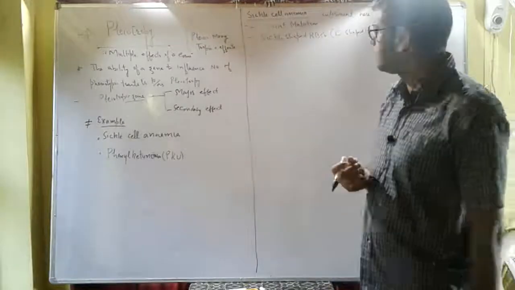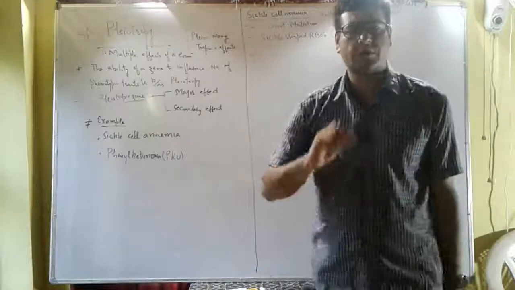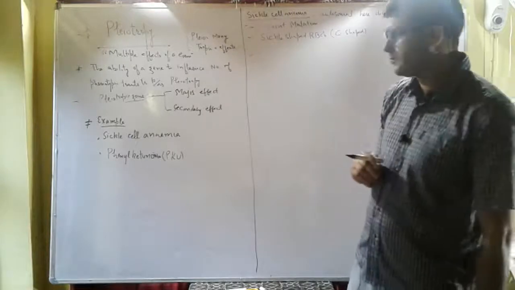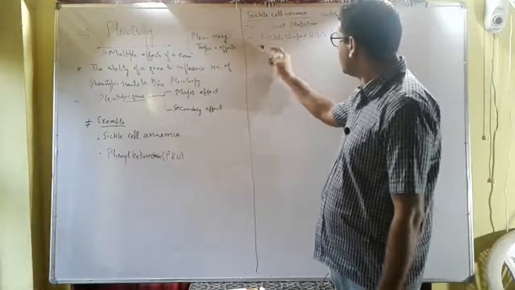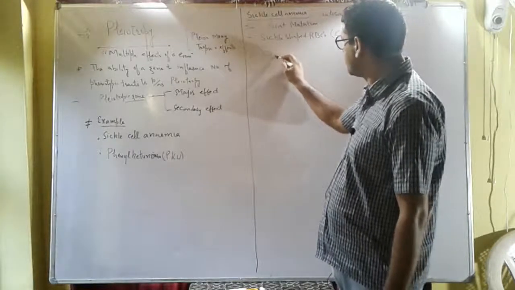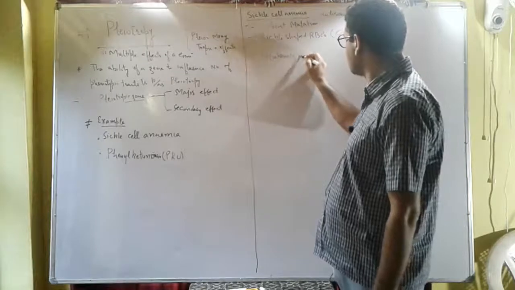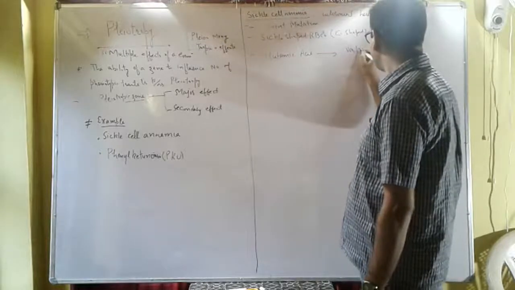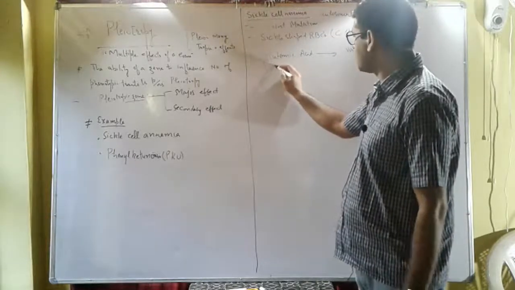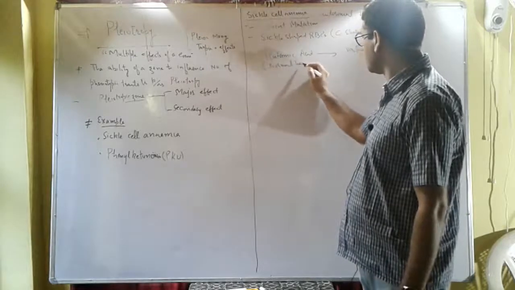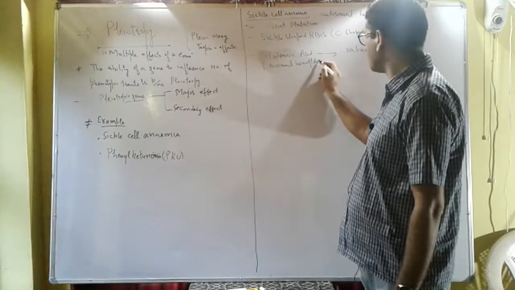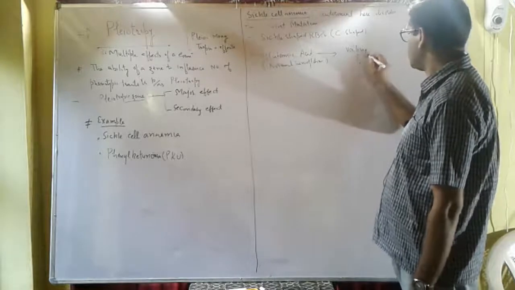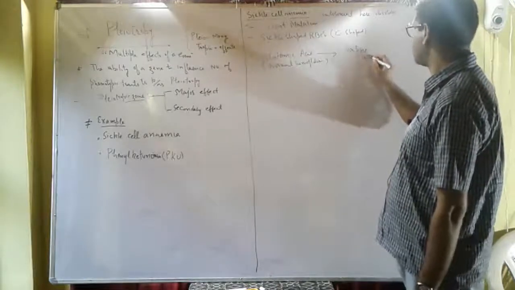How does this sickle cell anemia occur? It occurs because of the substitution of an important amino acid. In sickle cell anemia, the amino acid glutamic acid is replaced by valine. In normal hemoglobin we have glutamic acid, and this glutamic acid is replaced by valine in abnormal hemoglobin or sickle-shaped RBCs.